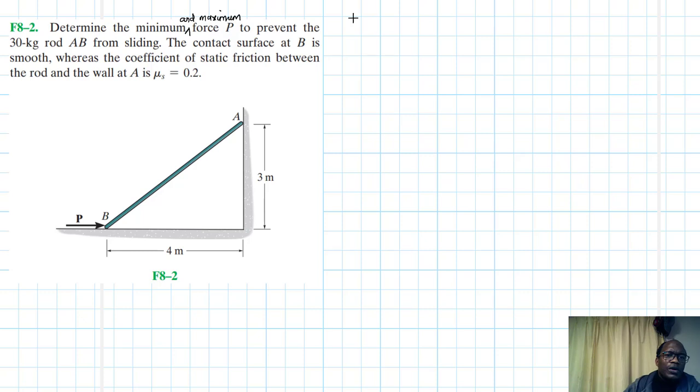So the reason I indicated maximum there is a concept I want to again emphasize. Every time we are dealing with dry friction, the maximum is equal to mu times N, where mu can be either s for static or k for kinetic. So we know what friction is. This is a force that resists the movement of two contacting surfaces that slide relative to each other.